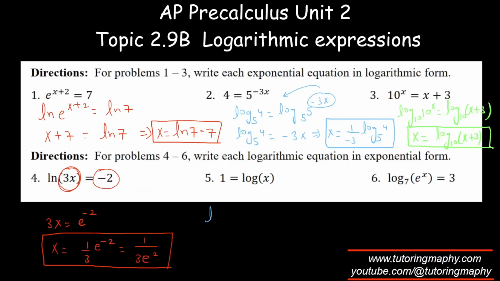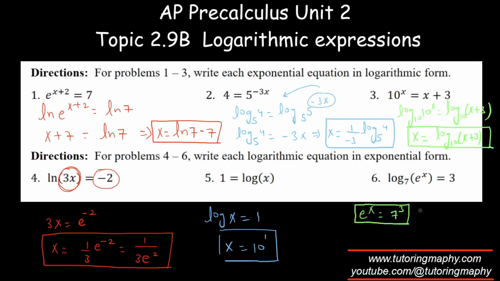Likewise over here, let's flip it around first. So log of x is equal to 1 and x is as it is. The base is hidden, which is 10. 10 goes on the other side and 1 goes on the power. So x is 10 raised to 1. And finally, over here, e to the x is as it is. 7 goes on the other side and 3 is raised to the power. So e to the x is 7 cube, or e to the x is 343.